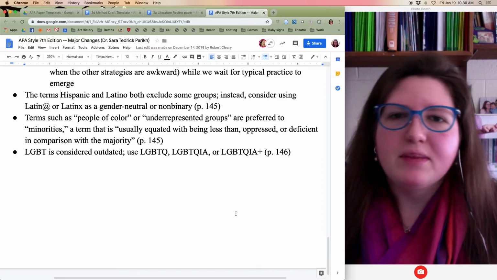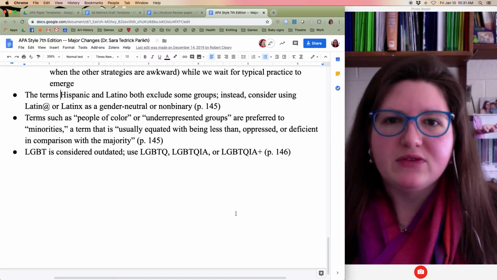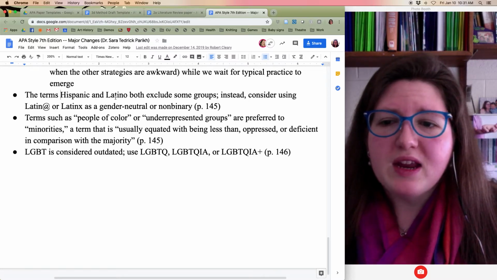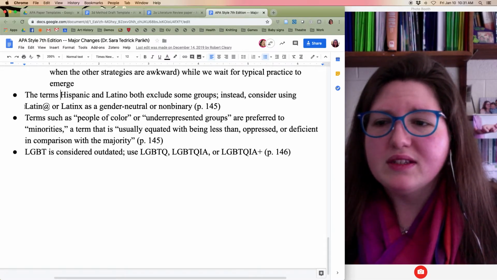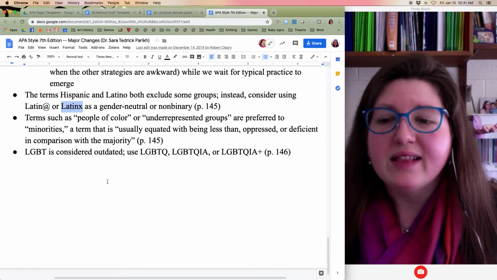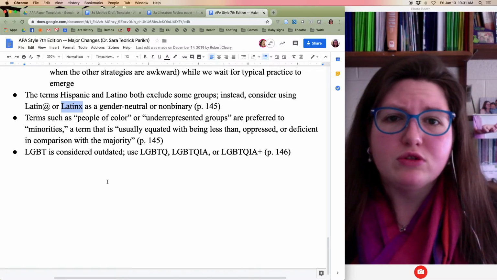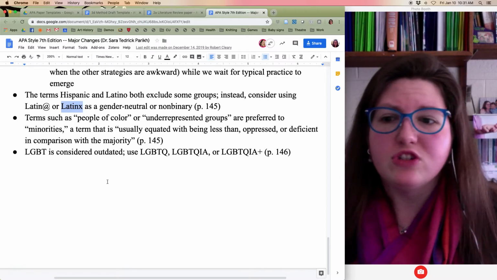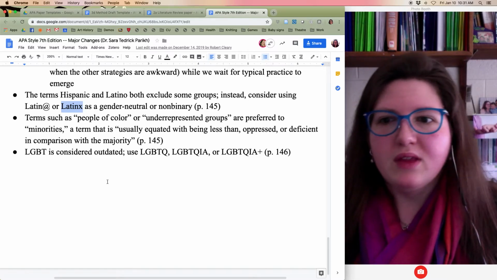One of the things I like, the publication manual, when they talk about bias, they give a little of the backstory and explain why different terms are concerning. So both Hispanic and Latino excludes some groups. So currently, Latino with an @ sign, or Latinx, has become very popular recently, is considered to be both gender neutral and non-binary. So it covers people regardless of their gender. It's kind of a non-gendered way of talking about that group of people.